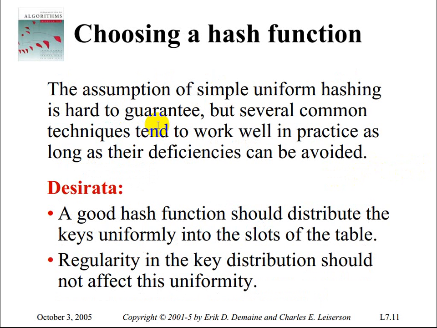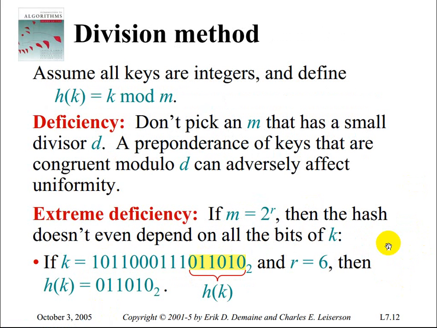Once again, what it should try to achieve is to distribute keys uniformly, and regularity in key distribution should not affect this uniformity. What that means is there will be some pattern in the keys themselves, and that should not affect the way you are trying to distribute them. Typically what people do is they try to do a modulus.